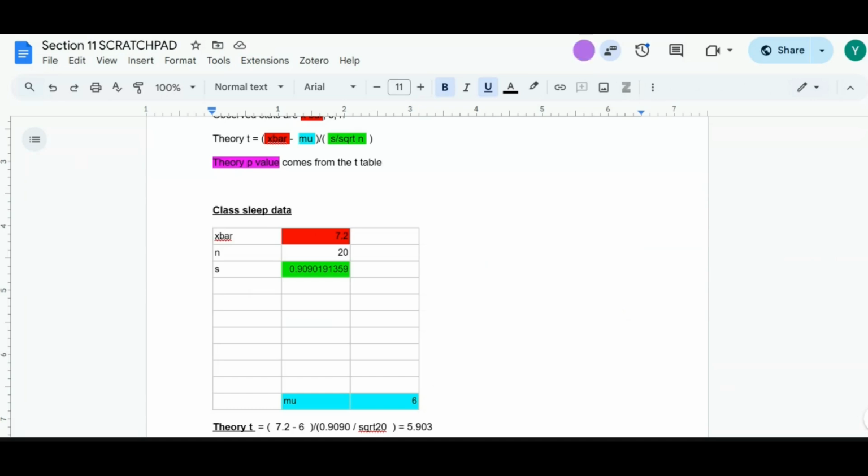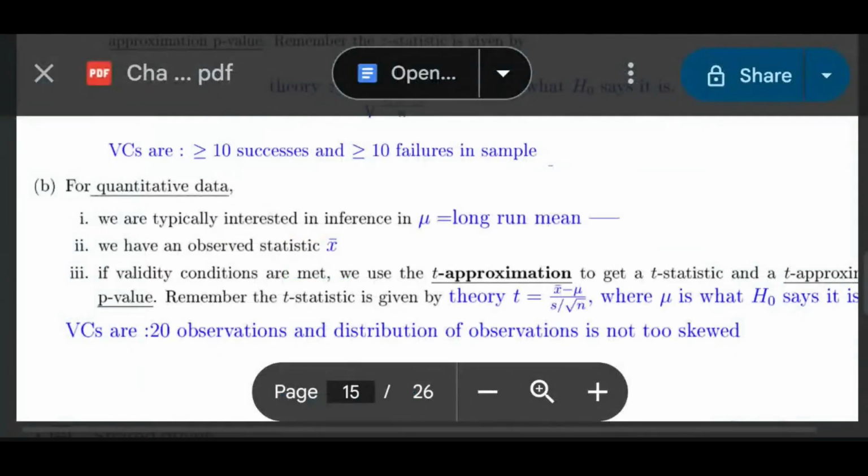So this is the formula that I was talking about in my slides here. There's one thing new on this page which I want to introduce, and that is the VC. Every theoretical test has a VC attached to it. Now we have seen that for theory Z, your VC sounds like this. You need at least 10 successes and you need at least 10 fails, if you remember.